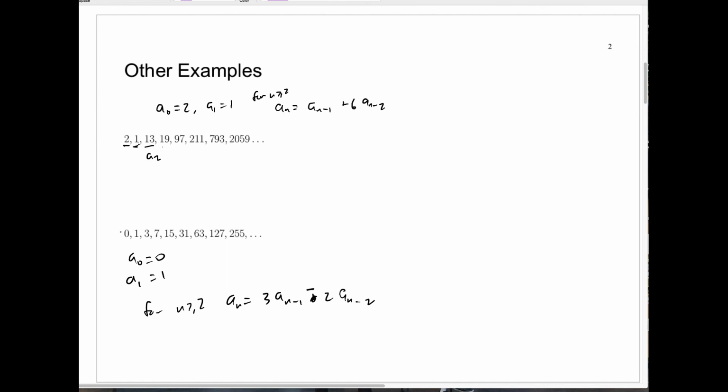Let me say that again here. We start with the 0 and 1. The 3 here is 3 times 1 minus 2 times 0. The 7 is 3 times 3 minus 2 times 1. The 15, you take 3 times 7 minus 2 times 3. And we keep going like that. 31 is 3 times the 15 minus 2 times the 7. And we keep going and going. You might recognize this sequence as well. I won't give it away right now, but we'll solve for it later. But these are numbers that should follow a familiar pattern.